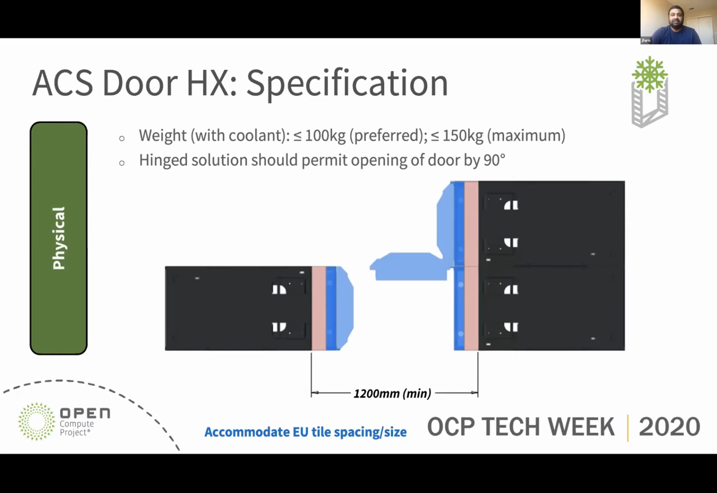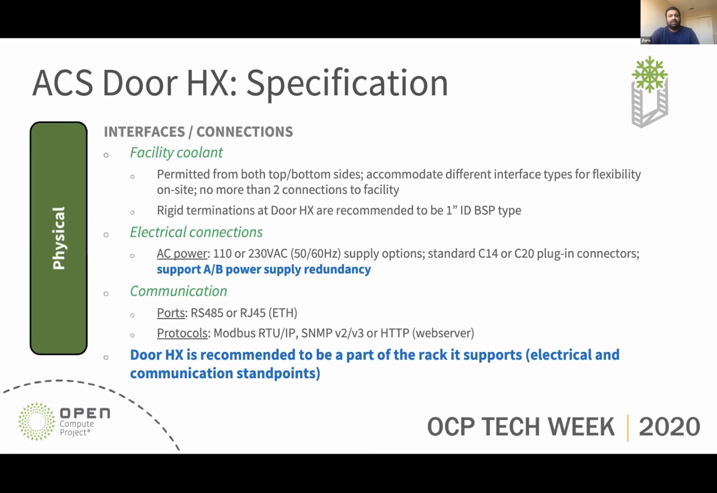To follow on the physical requirements, we do have a preferred weight and a maximum weight recommendation for the door heat exchanger assembly or solution. The rack to rack spacing in terms of an aisle is also specified as a minimum of 1200 millimeters. This is feedback as a part of harmonization to enable European tile spacing or size. Continuing on the physical side, we do have coolant, electrical, and communication interfaces outlined in the documentation as well.